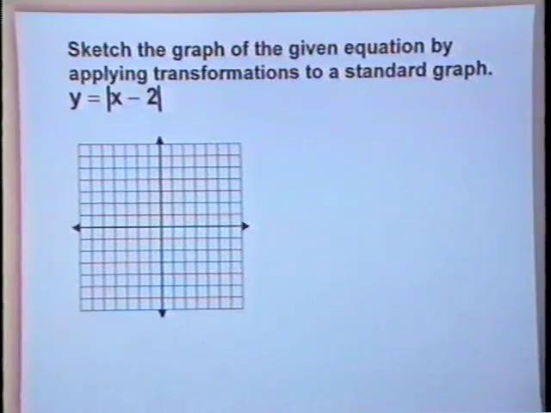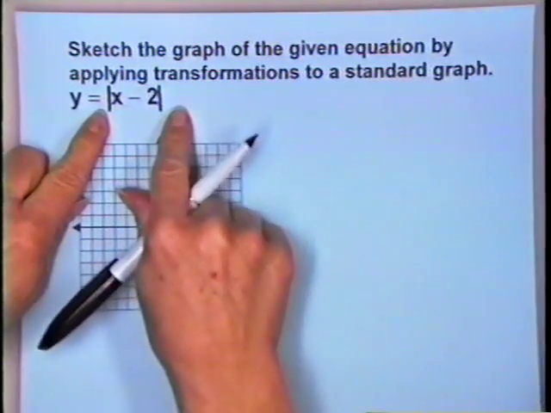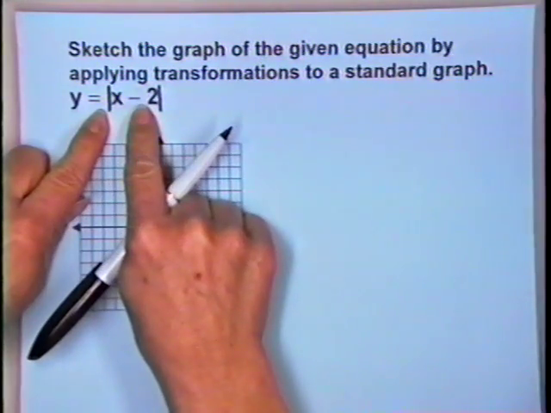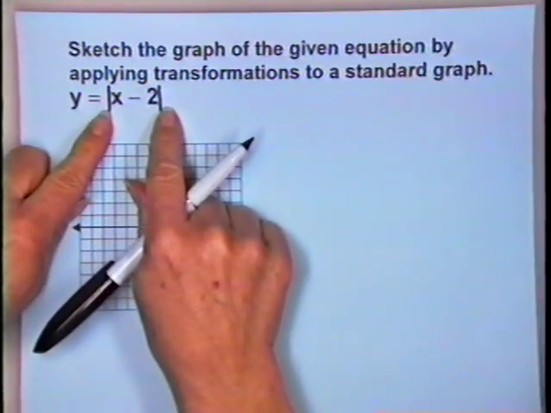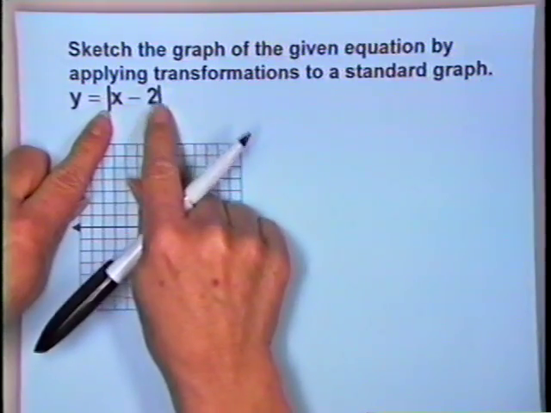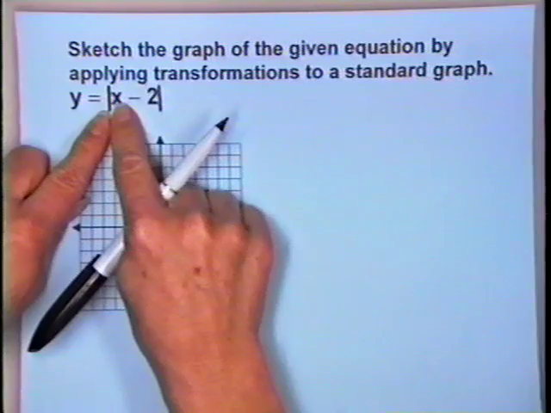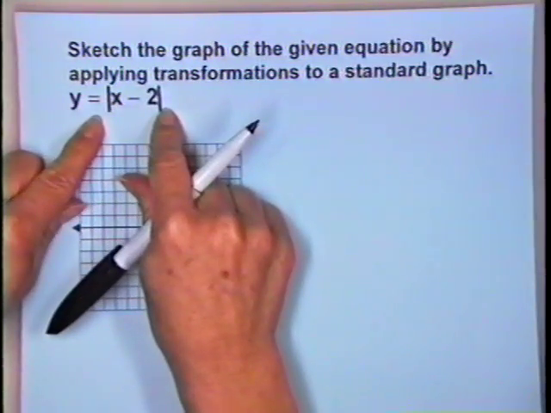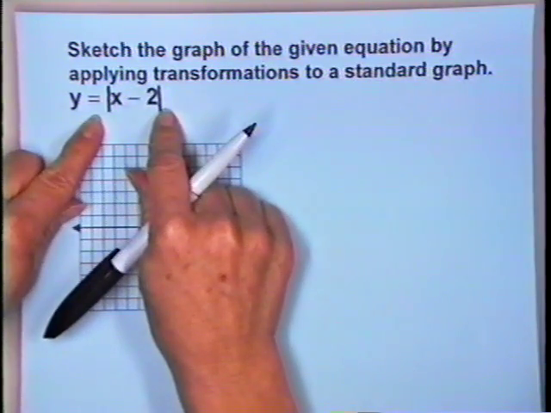This says also to sketch the graph of the given equation by applying transformations to a standard graph. Now look at your equation. Y equals the absolute value of x minus 2. Now I recall an absolute value function, but notice here I'm doing something to x before the absolute value. Okay? So this is going to cause a horizontal shift.